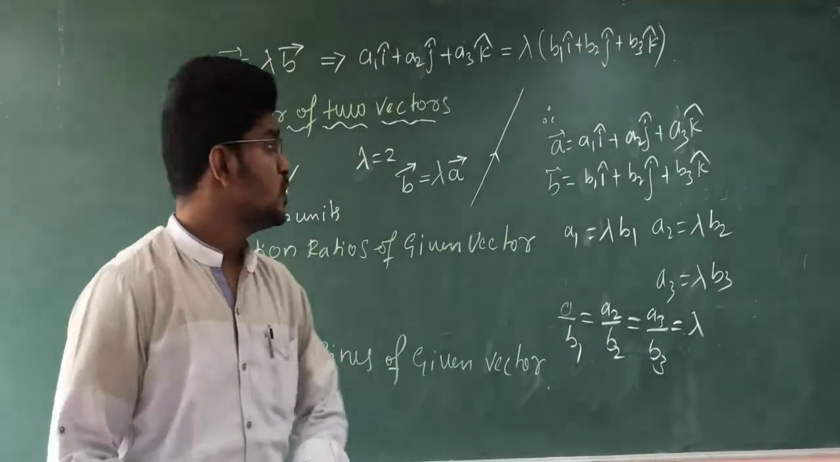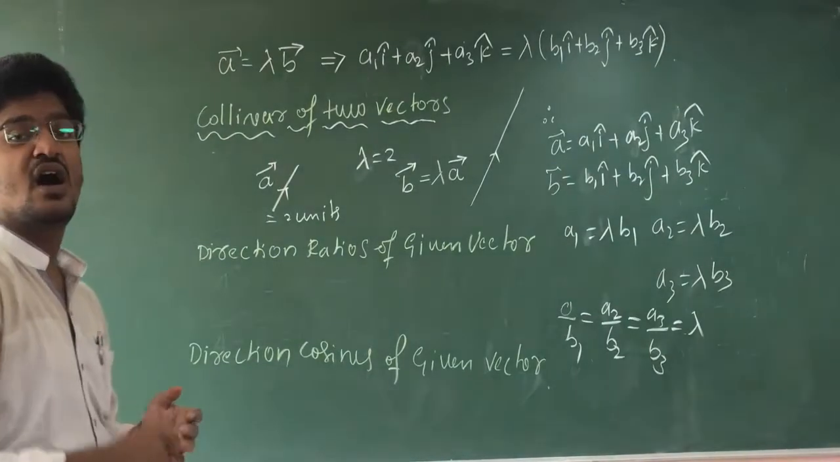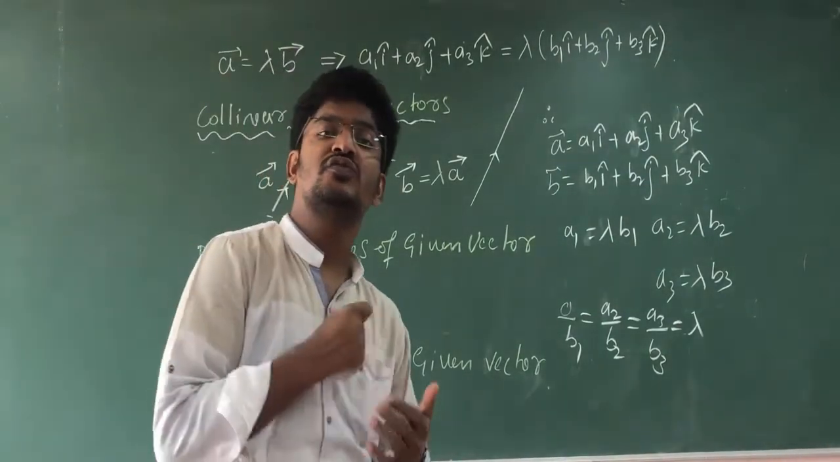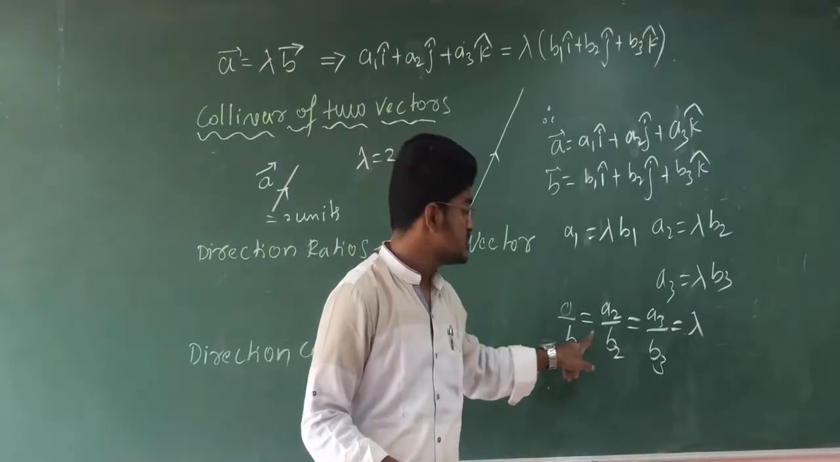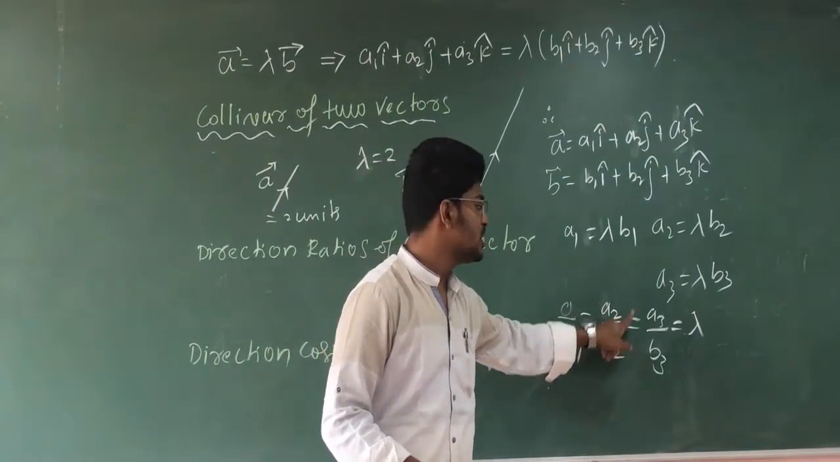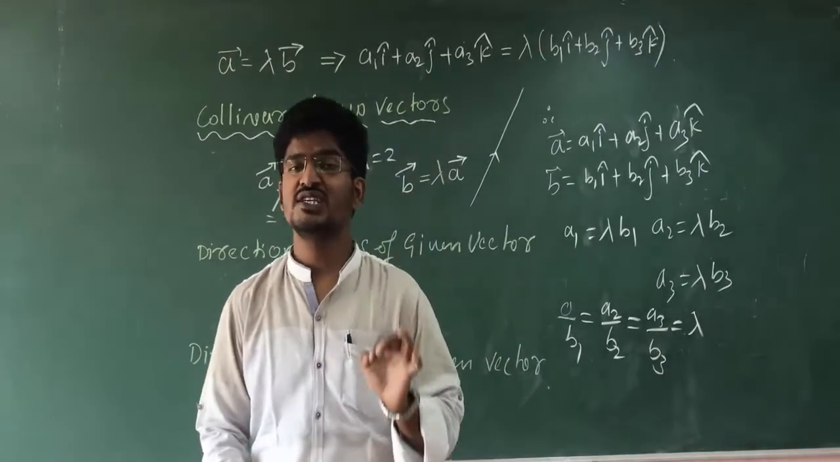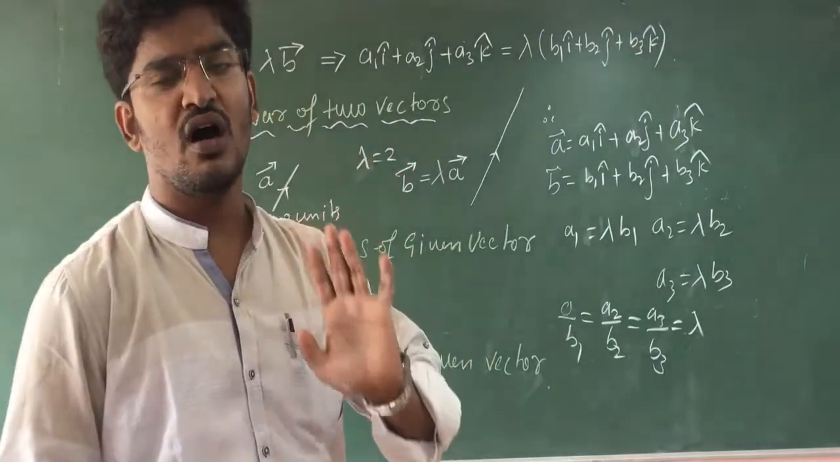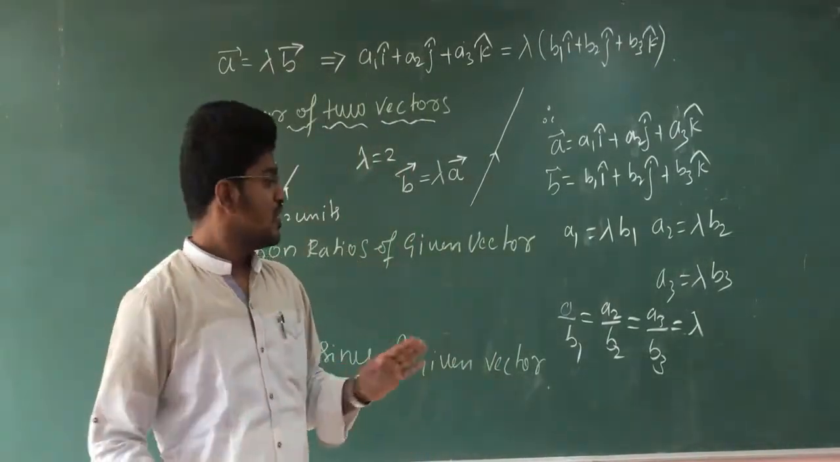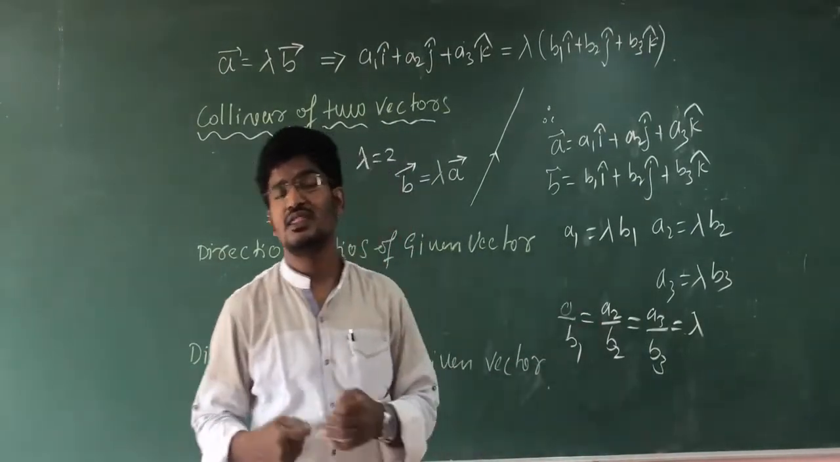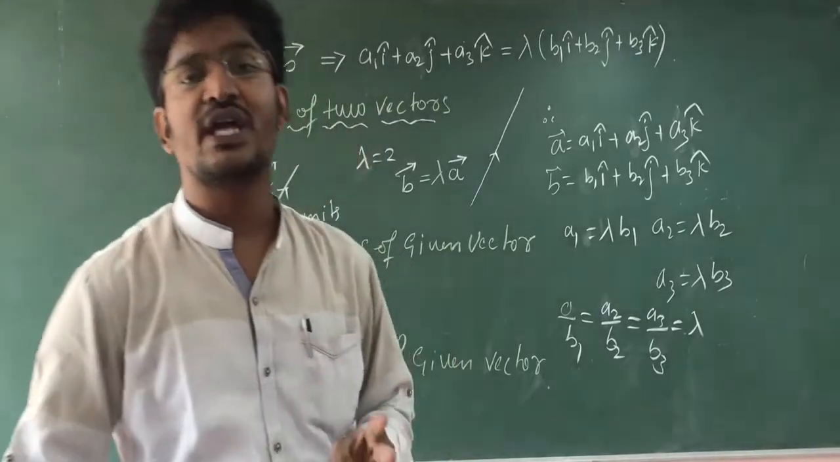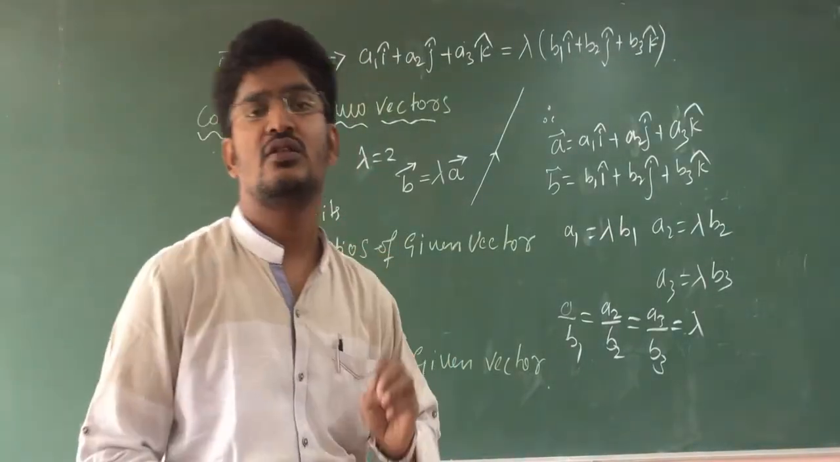Clear? So if two vectors are collinear, then A1 by B1 must be equal to A2 by B2 must be equal to A3 by B3. If these direction ratios are equal, or the ratios of the direction ratios are equal, then we say these two vectors are collinear.